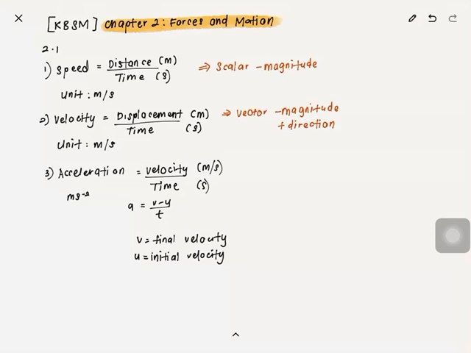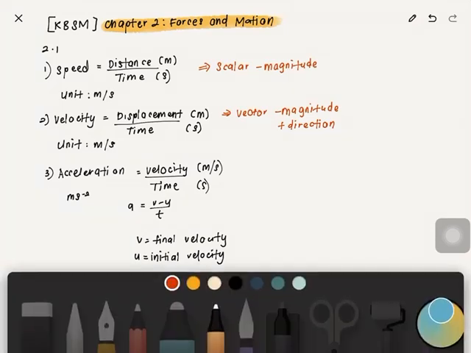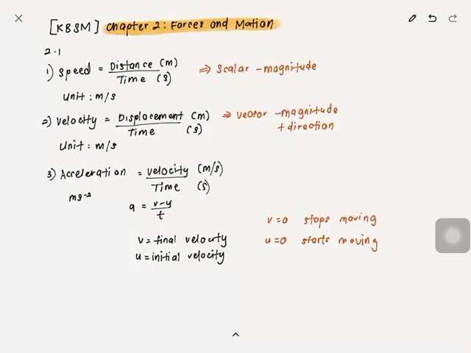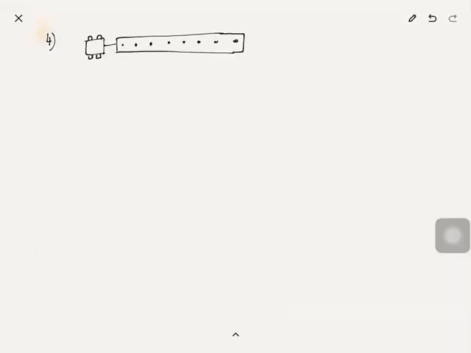Another thing I want to mention is, if the question mentions that the object stops after a while, if the object stops moving, v will be equal to 0. Final velocity will be equal to 0. And if the object starts moving from stationary, then u equals 0, so from the beginning it starts moving from a stationary state. These are keywords that you can look out for.